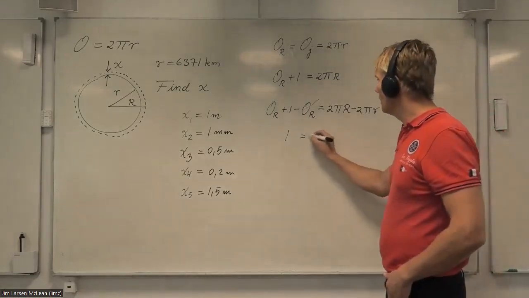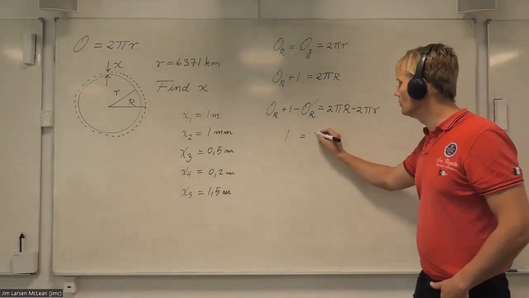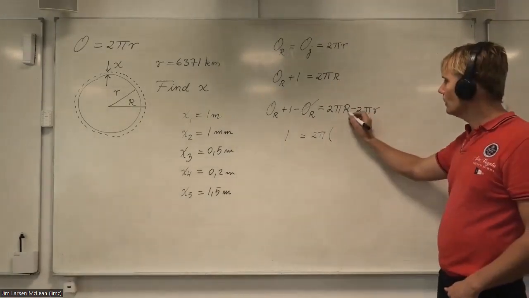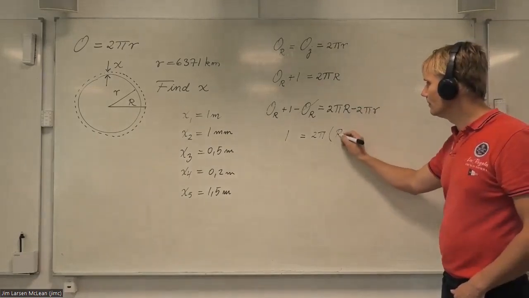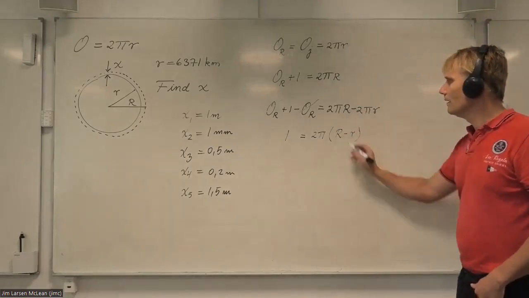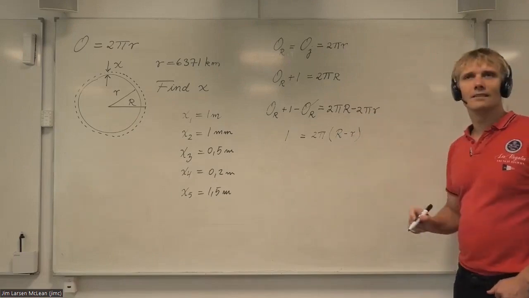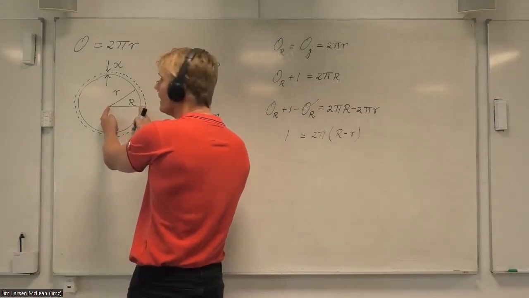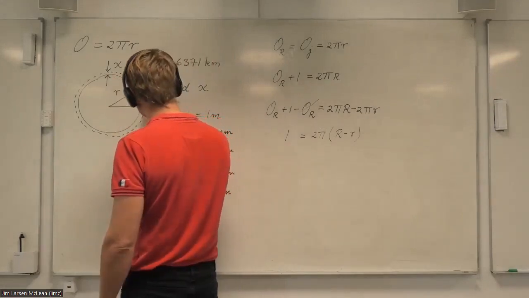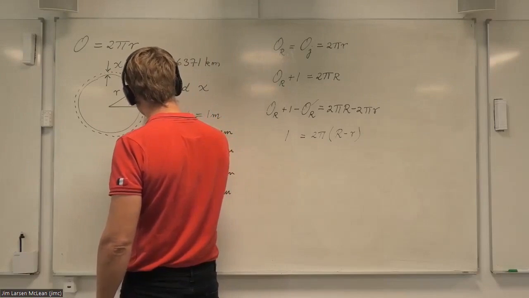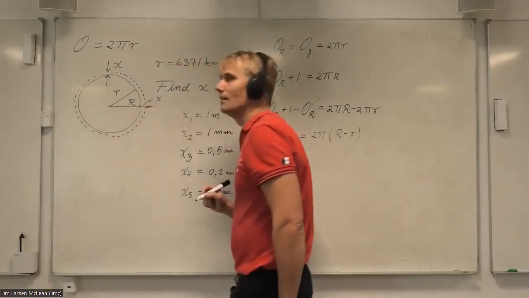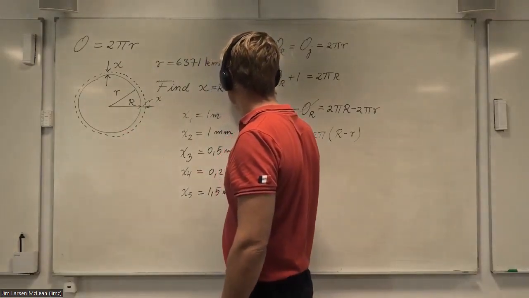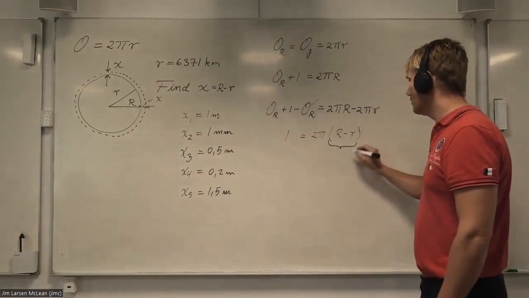And on the right side, I see that 2 pi is a common factor, so I can put it outside the brackets, following our algebra rules. So it's R minus little r. But what is big R minus little r? It's the difference between this radius and that radius, and that's exactly what I want to find, because it's x. From here to here, that's x. It's precisely the big radius minus the small radius. So I recognize this as x, and that's what I want to find.